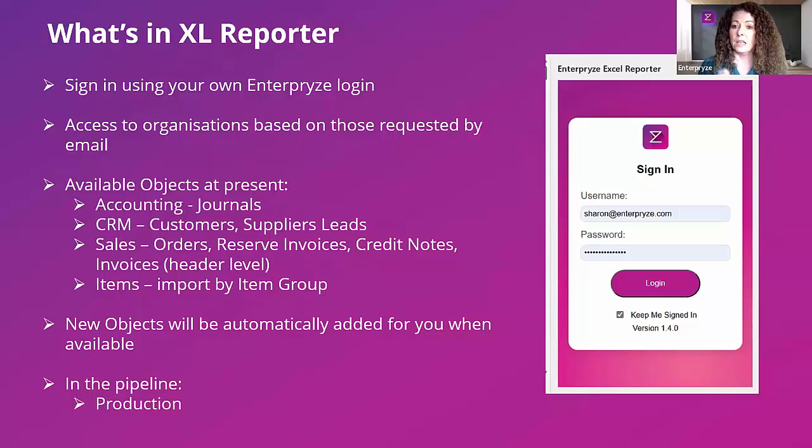These are all header level information only for the sales transactions. Okay, that's header level information. You're not going to get the item information of exactly every line and quantity that was sold. For example, on the order or invoice, it's header level information only. The same with the items. You can import by item group, for example, and again, it's header level information only against the items. New objects, as we go to expand the Excel Reporter, will be added automatically when they are made available. There are a couple of things in the pipeline, and production, of course, is one of those, just to let you know.